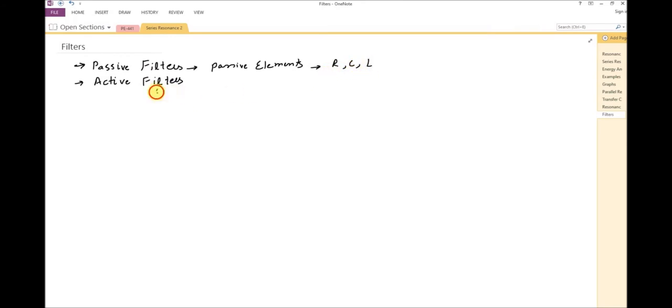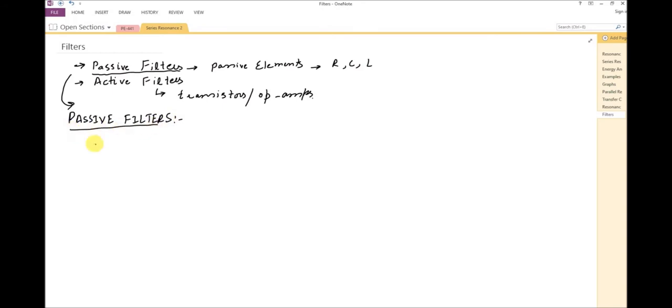Then the second type is active filters, and the active filters are made up of transistors and operational amplifiers, that is, transistors and op-amps. In this lecture we will only be covering the passive filters. There are four different types.